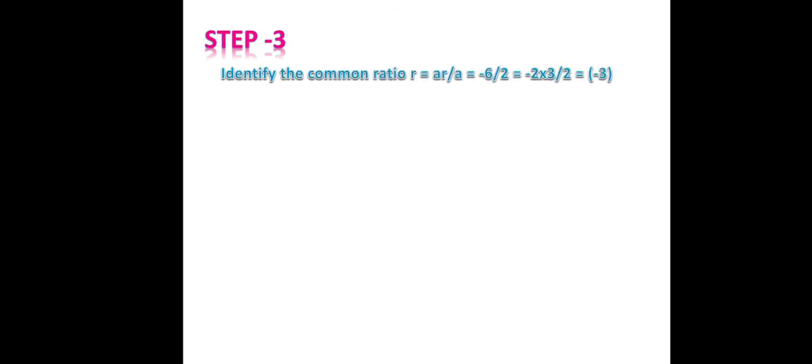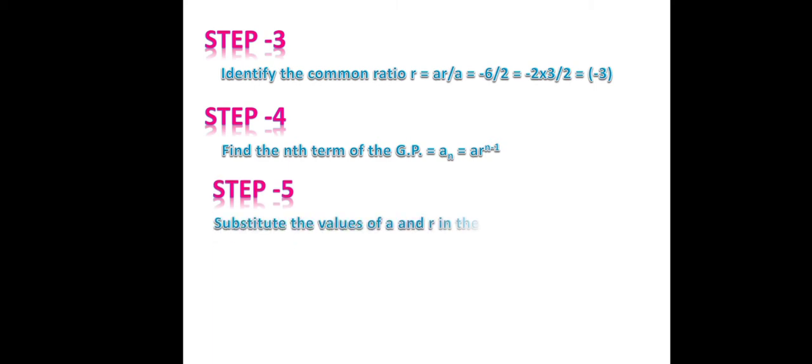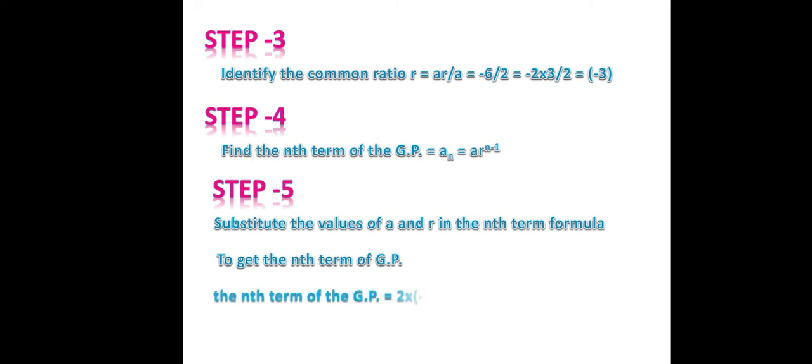as AR by A, which is equal to second term by the first term, minus 6 by 2, which will be equal to minus 3. Then in the fourth step we need to find the nth term, so we will write the formula for nth term as An is equal to A into r to the power of n minus 1.